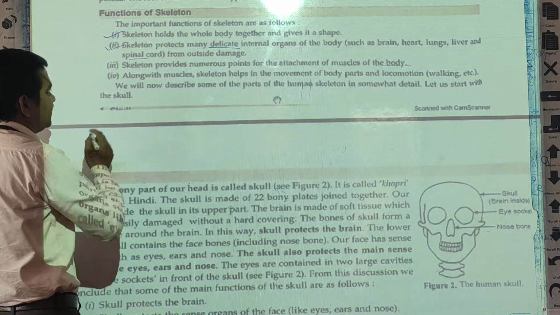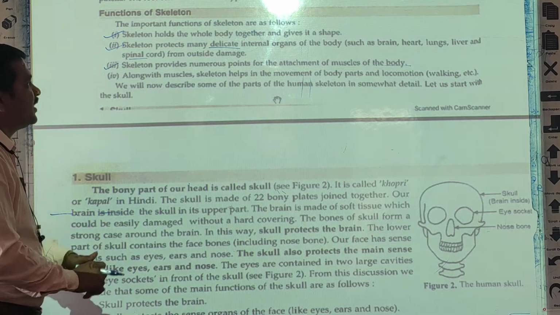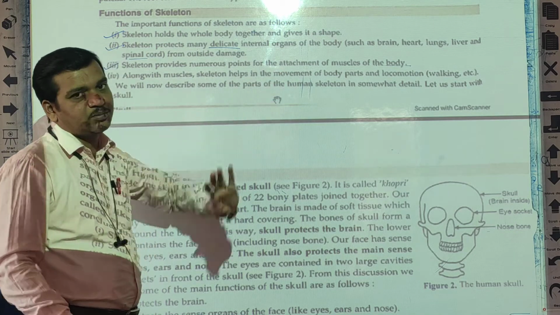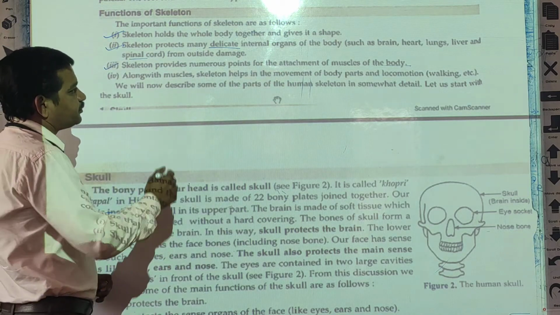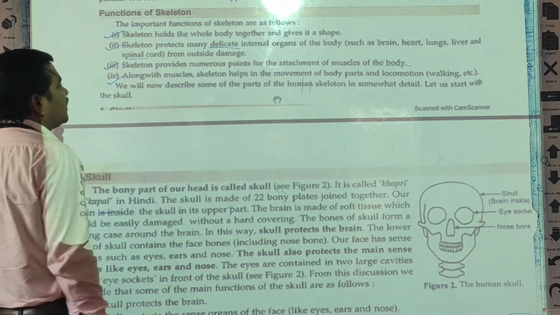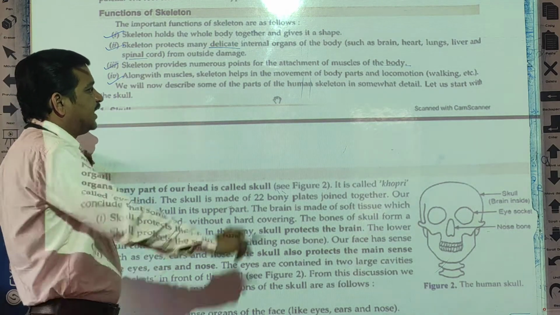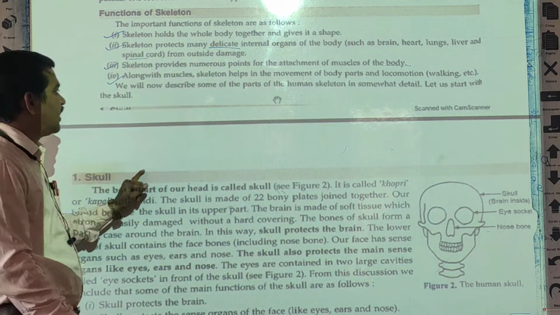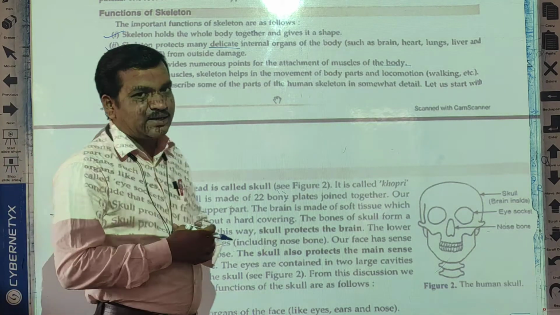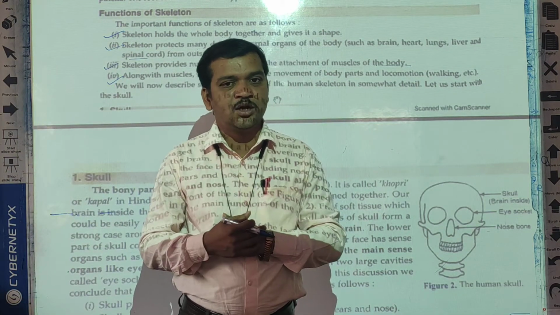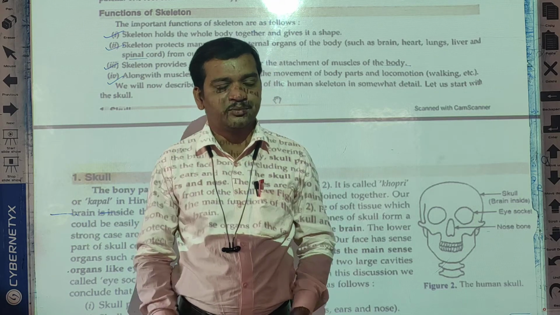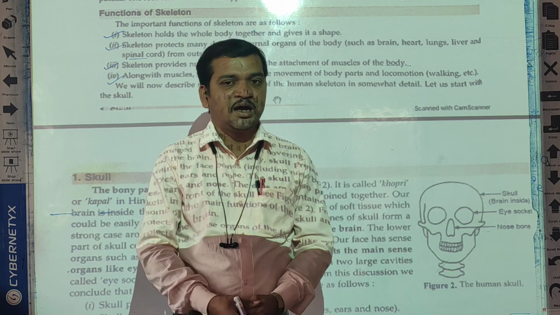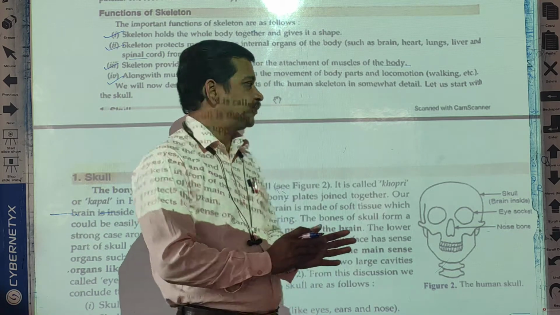All are protected from outside damage. Next important thing, the skeleton provides numerous points for the attachment of the muscles of the body. Next, along with muscles, the skeleton helps in the movement of the body parts and in locomotion while walking. So the skeleton is also helpful for movement or locomotion. For example, the lower arms are useful for locomotion.